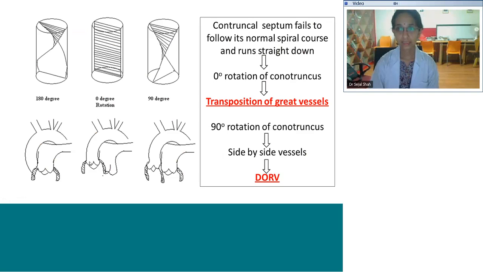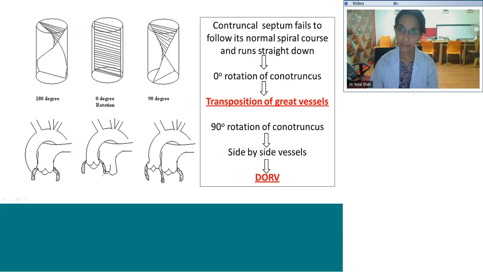The second is transposition. So let's see how transposition occurs. Normally you have this conotruncal septum rotating spirally up to 180 degrees, because of which you have the pulmonary artery left and anterior and aorta right and posterior. Now if this conotruncal septum does not have a spiral course at all and it's straight, then it is going to give rise to transposition, where you have the aorta right and anterior and pulmonary artery left and posterior.